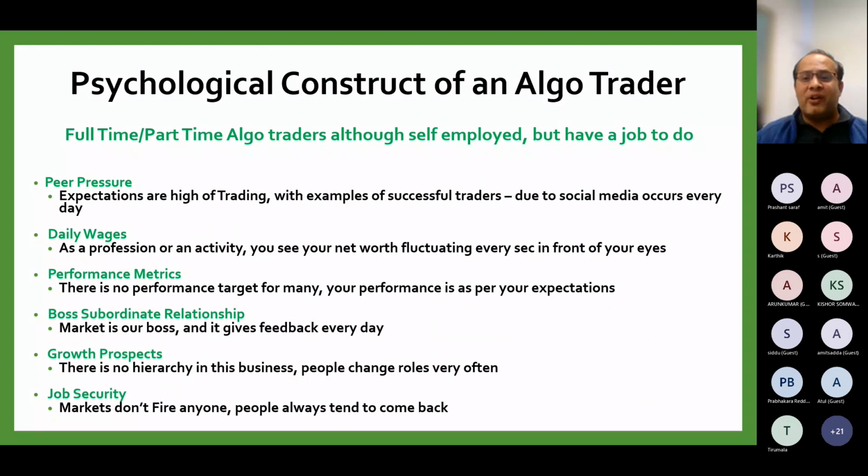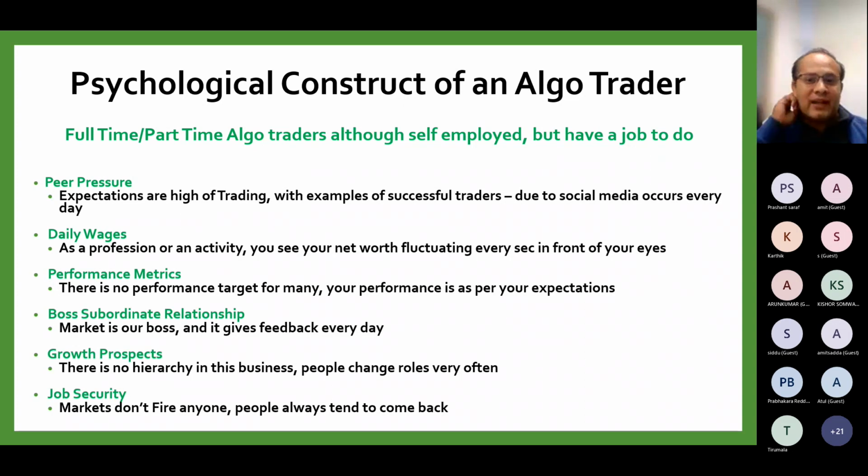We talk about performance metrics that are there in jobs. Most of the time there would be performance targets, but in trading, there are no performance targets. Everyone has a different target. Someone would say, I can do 4% per month. Someone would say, I want to do 10% per month. Someone would say, I want to do 15% per month. Everyone has a different performance metric, and this is not something that someone is giving you. You have to design it yourself.